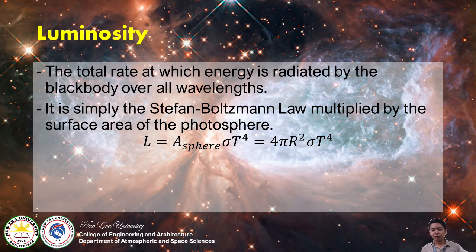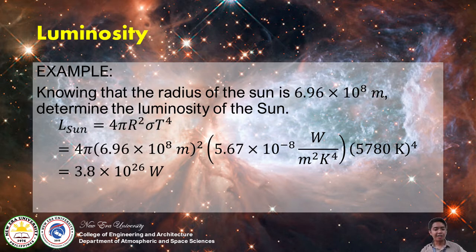Now, for example, using the same star, our sun, knowing that the radius of the sun is 6.96 times 10 raised to 8 meters, determine the luminosity of the sun. We just need to input these values, the radius of the sun and the surface temperature of the sun that we discussed earlier. So we get 3.8 times 10 raised to 26 watts. Take note that we are now getting the power that the sun emits from the photosphere. So that is how the luminosity works.